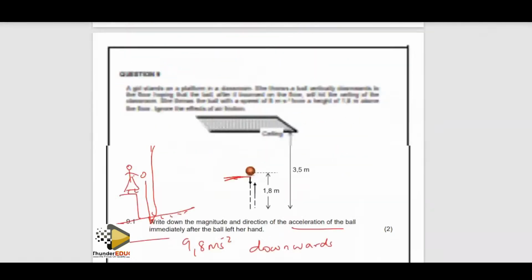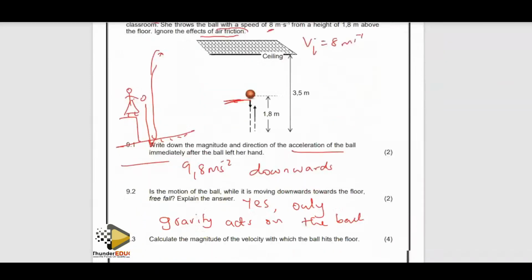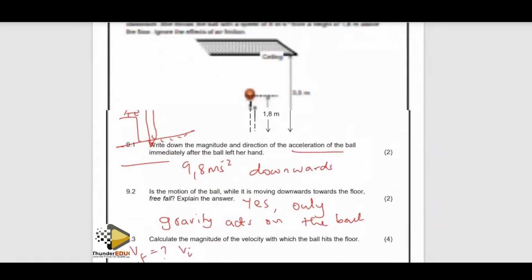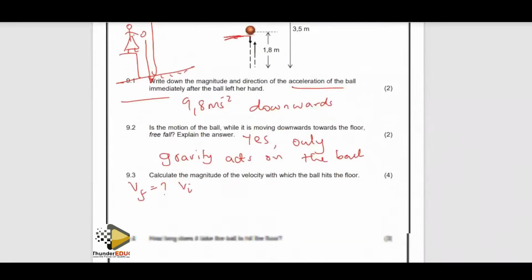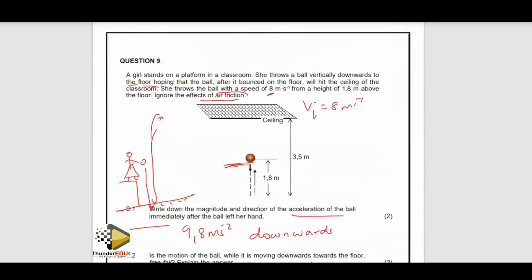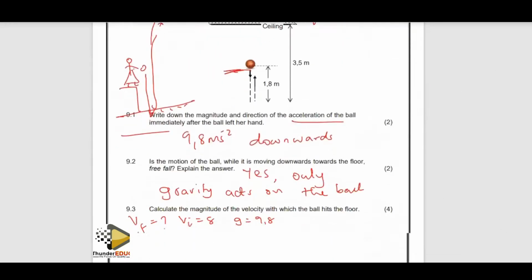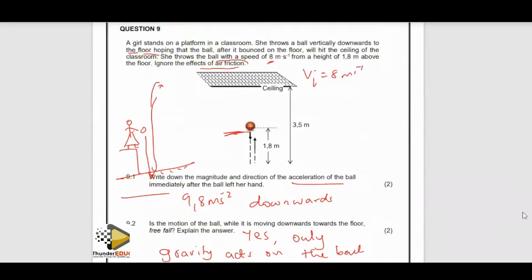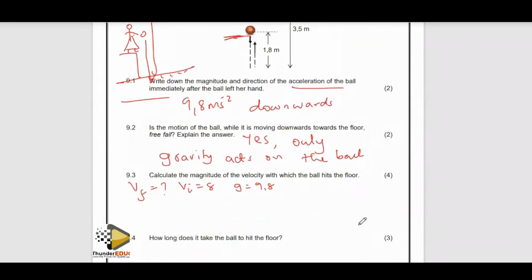Then 9.3, they want us to get the magnitude of the velocity with which the ball hits the ground. So they want us to get the VF, the final velocity. We said our initial velocity was 8, g is 9.8. Do we have the time it takes? They only gave us the height, which means the displacement is 1.8 meters.